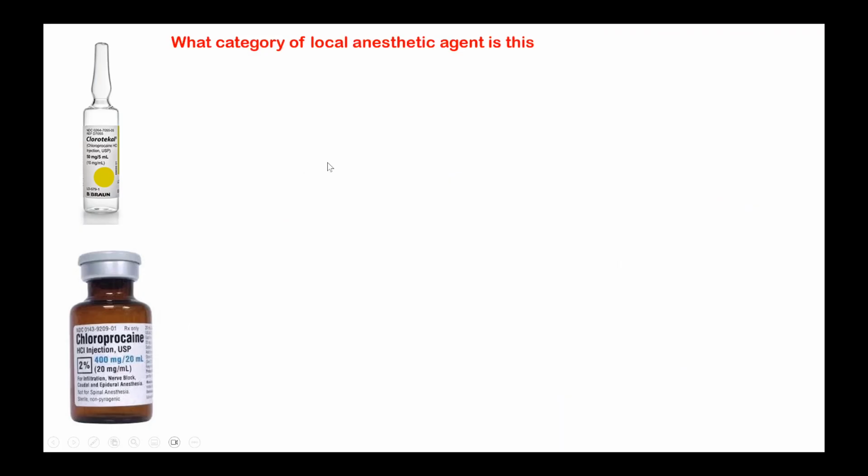How are local anesthetics classified? Amides and esters. Amide linked and ester linked. Esters, very good. So is this an ester linked or an amide linked drug? Short acting. Is it an amide or ester?